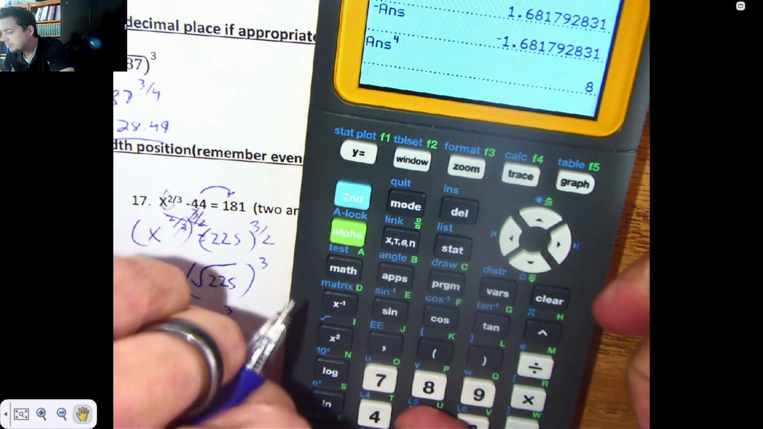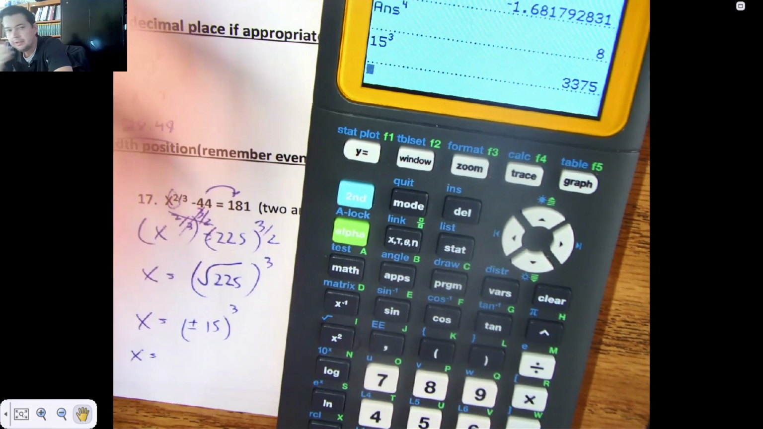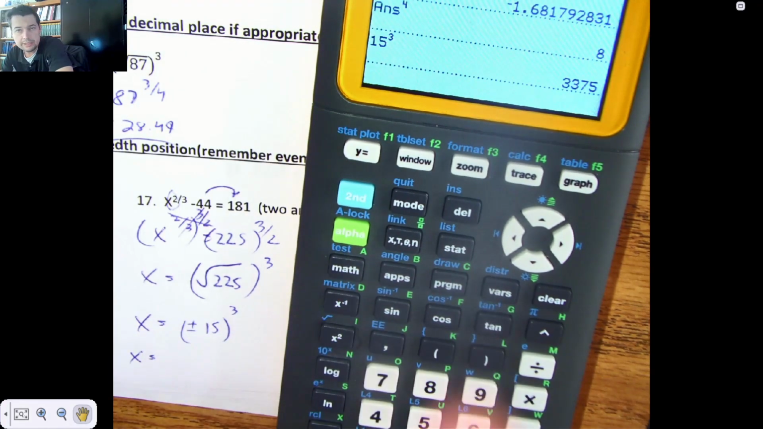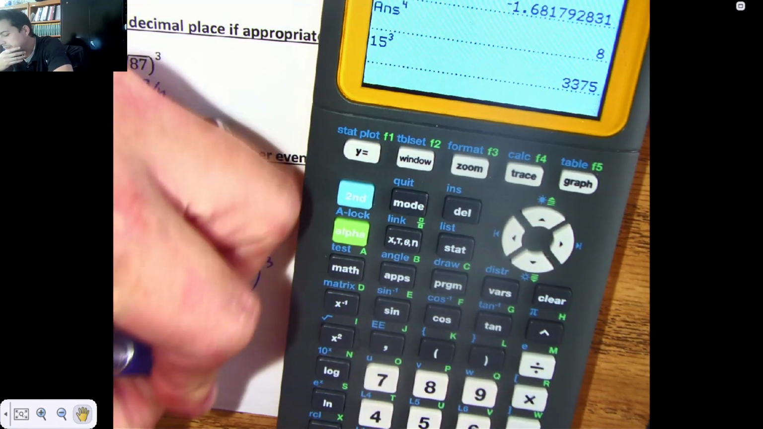But I'm supposed to turn around and take this thing and cube it. If I cube the positive, I get 3375. If I cube the negative, I get negative 3375. So plus or minus 3375.